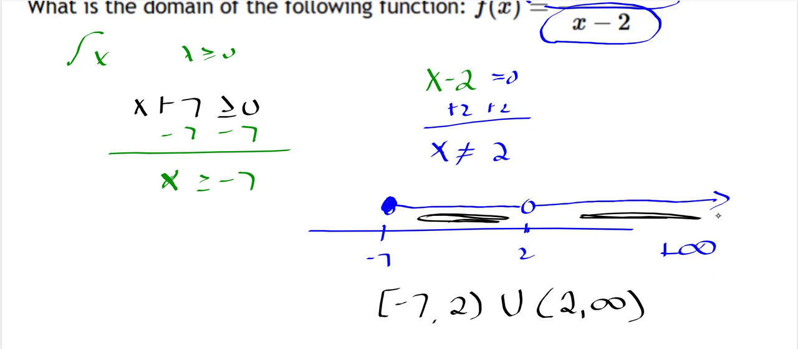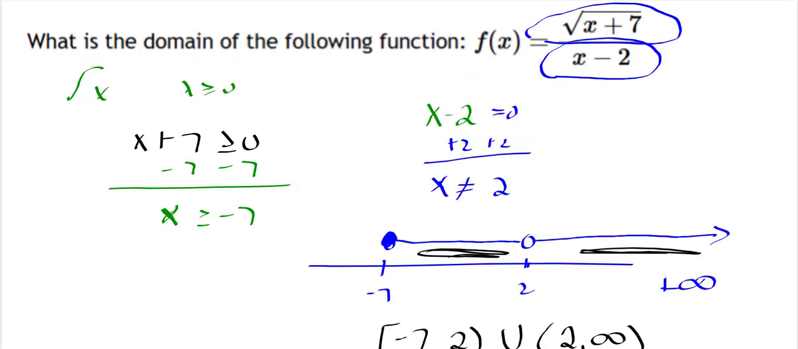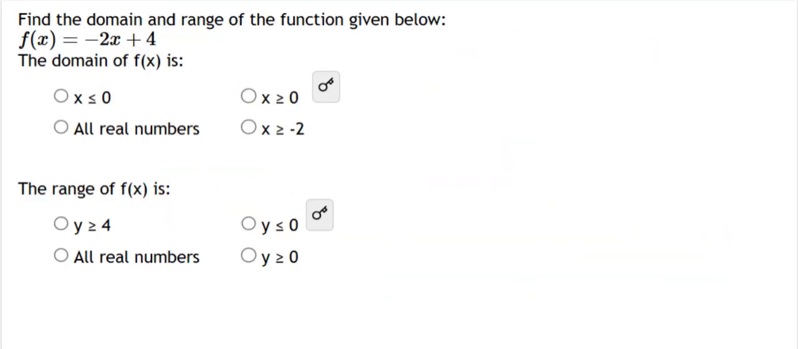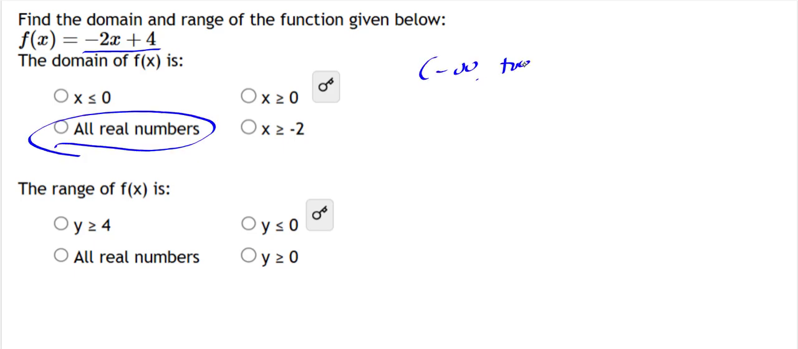One more, and we'll be done with part 1. Find the domain and range of this function below. First off, we know it is a linear function. The domain of a linear function, it doesn't matter what the linear function is, is always all real numbers. It's from negative infinity to positive infinity. Here's the symbol for all real numbers. Any x value works in a linear equation.